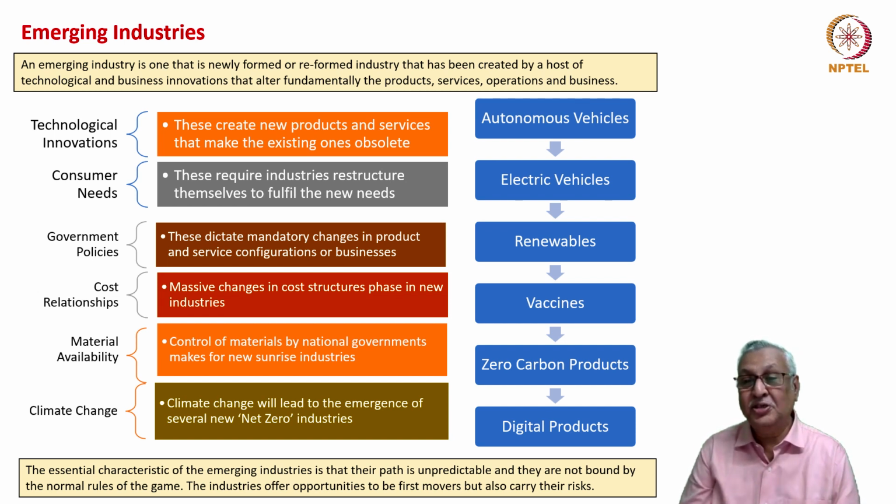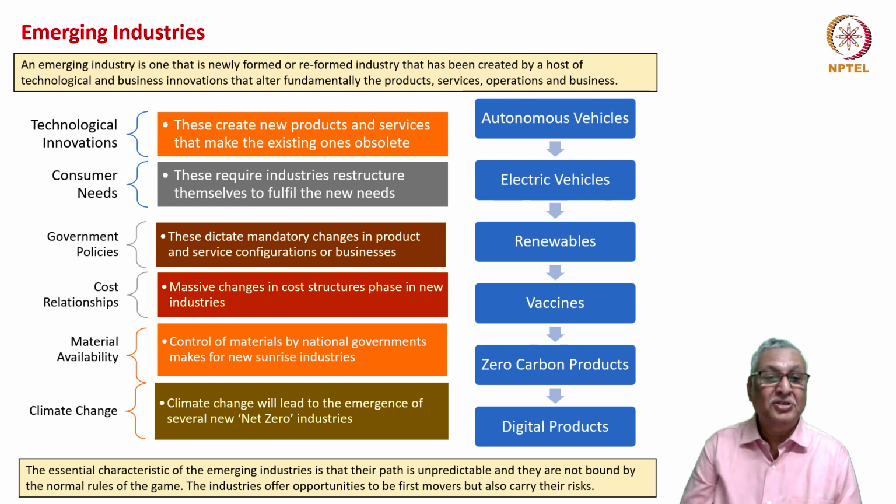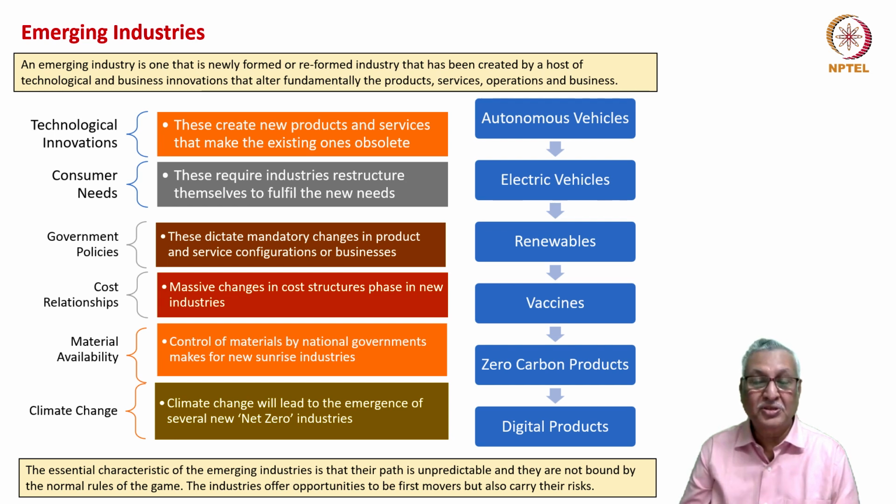Consumer needs also will change in favor of electric vehicles in due time. And advanced countries with significant road discipline would prefer autonomous vehicles. So consumer needs could also drive the emergence of a new industry. Government policies, particularly those relating to net zero and renewable energy, would dictate mandatory changes in product and service configurations or businesses. Airlines could undergo some changes when government policies may require more spacious aircraft to be made available even in the economy class.